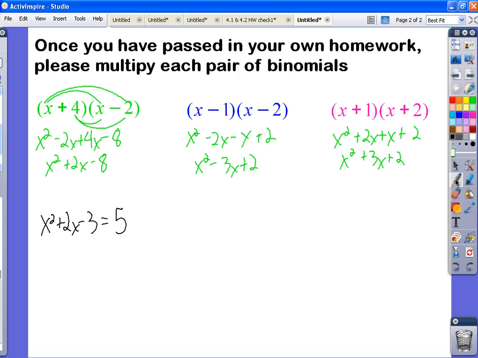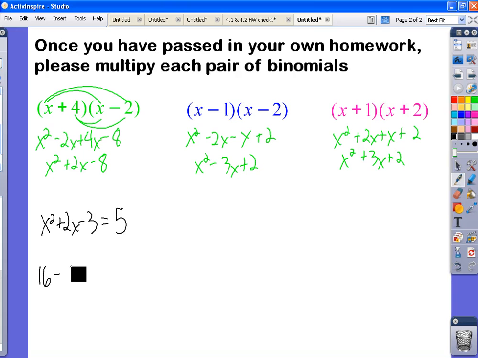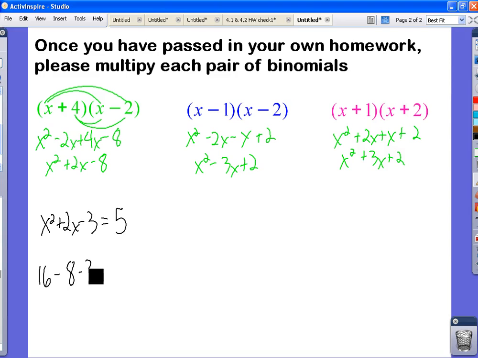Anybody find it? What you got? I got negative 4. Anybody else negative 4? Yep. Negative 4? Great. We try negative 4, we get 16 minus 8 minus 3.